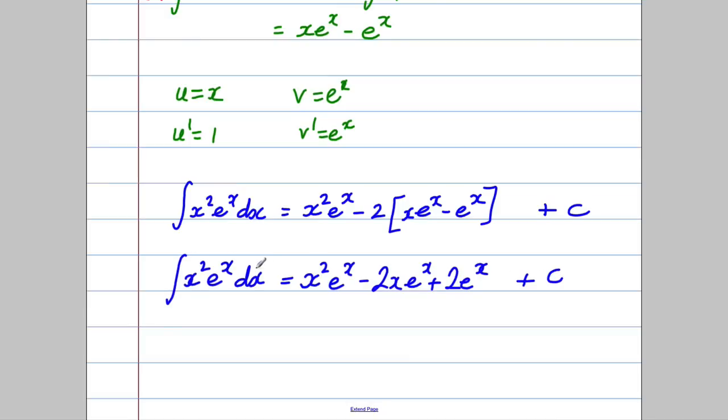And just to remind you, in this case, what I had to do is integrate by parts twice there. Okay?